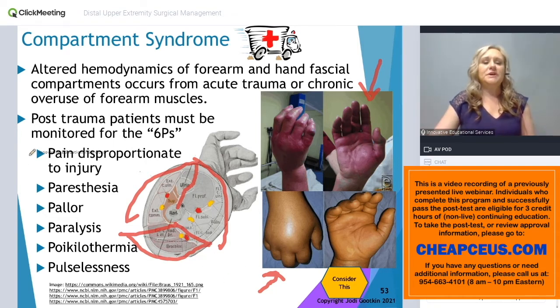Patients are going to present with the hallmark sign of pain disproportionate to the injury. They will have paresthesias, altered sensation. That limb will actually be colder because of the lack of warm arterial blood coming in. Some patients can even present with compartment syndrome because of long-term chronic pathology where they have overuse of the muscles in the forearm that created a lot of swelling.